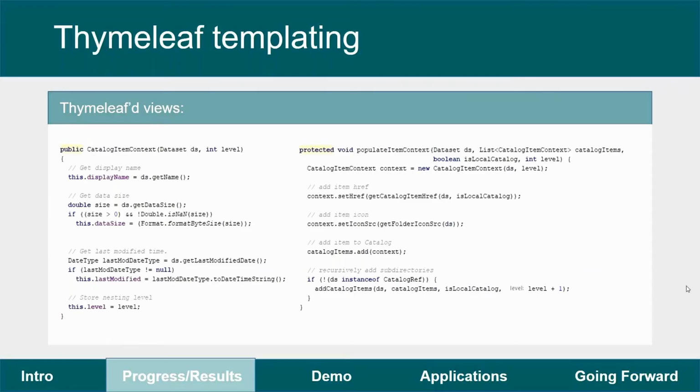So with the Thymeleaf templating, this is now what that same piece of view looks like. Instead of writing out the HTML, it is now in its own file, a template file, and all we're doing is adding some context. So the display name of the dataset is saved as a variable and then ported into our template. So it's a little cleaner to look at, nicer to edit.